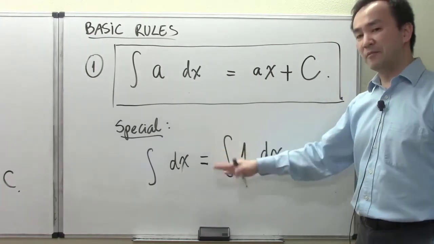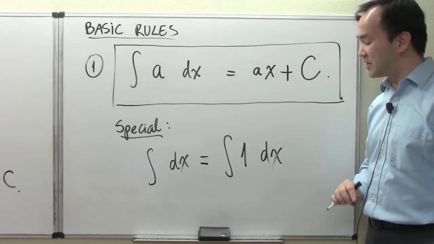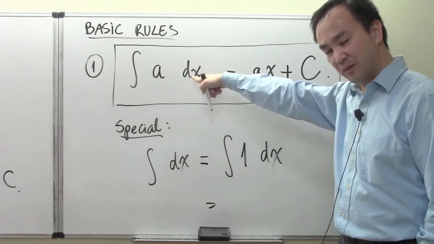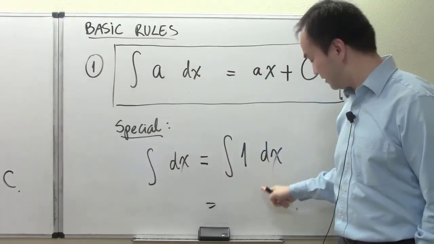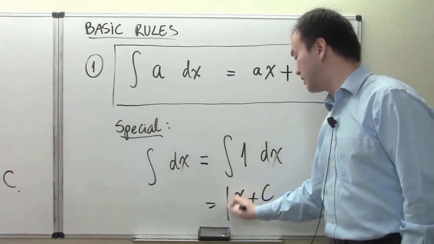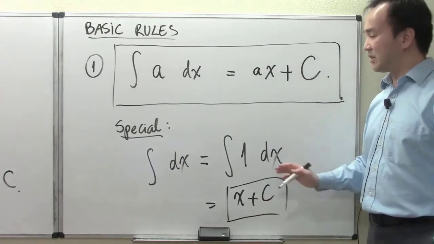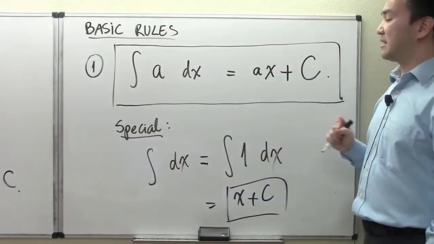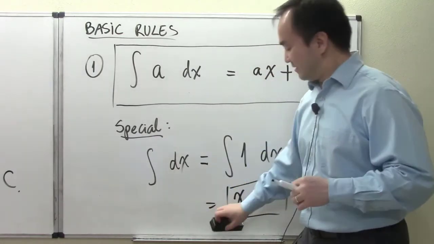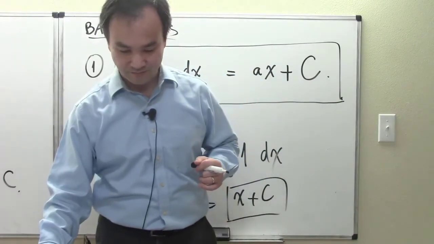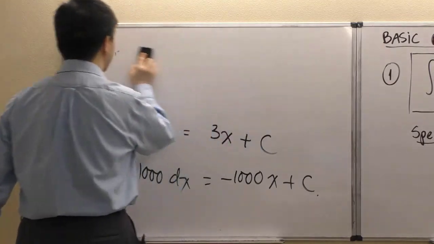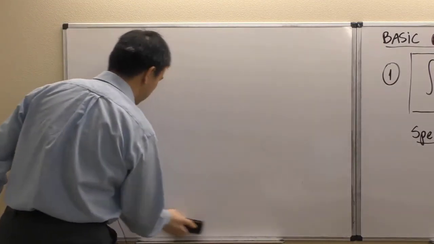Once I have cleared this up for my viewers and students, the answer can come out easily according to basic rule number 1 that we've learned, because the 1 here is a constant. So it's just x plus c as your final answer. This is the special case I was talking about earlier. All right, so now let's move over to my other board, and I'm going to head to a completely different rule.